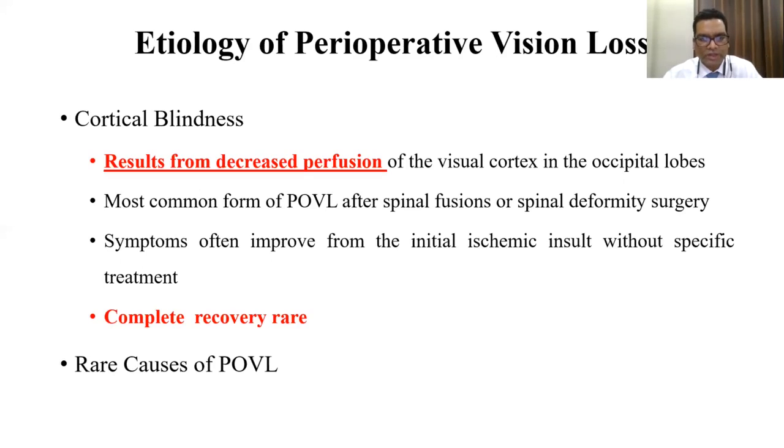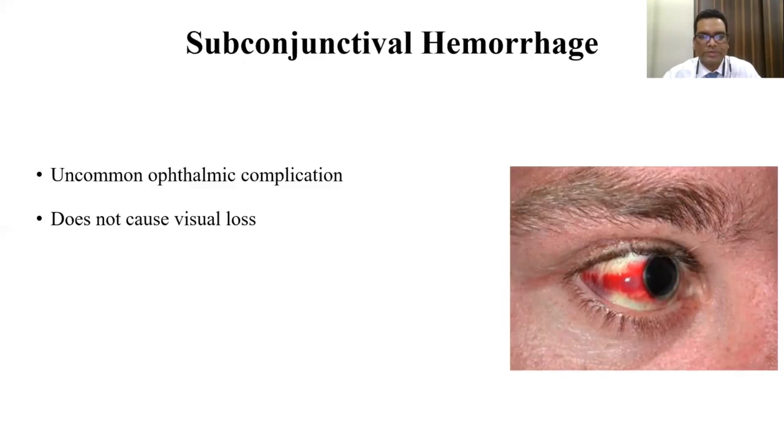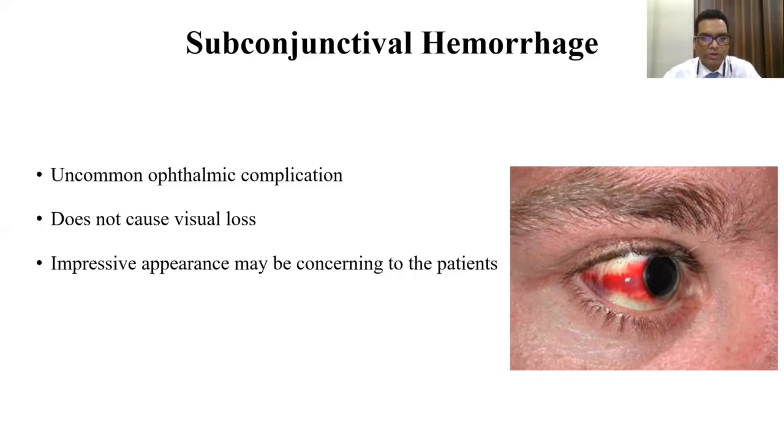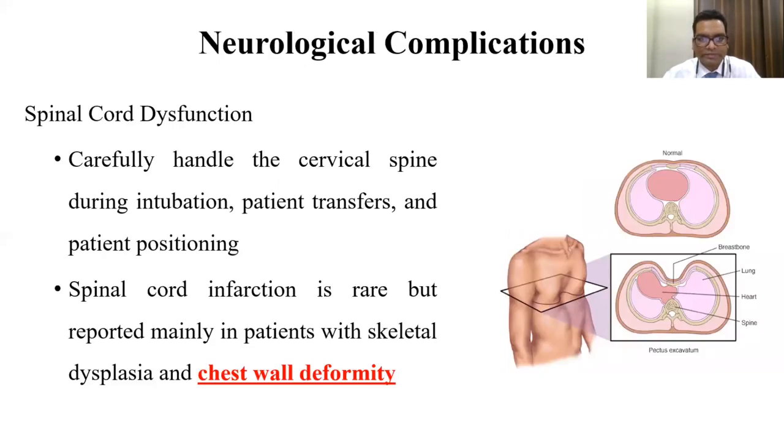The symptoms often improve from the initial ischemic insult without specific treatment, but complete recovery is rare. There are a few rare causes because of some thromboembolic phenomenon. One more complication is the subconjunctival hemorrhage. These are uncommon ophthalmic complications. It does not cause visual loss. Its impressive appearance may be concerning to the patients, but it is usually asymptomatic and resolves without any treatment.